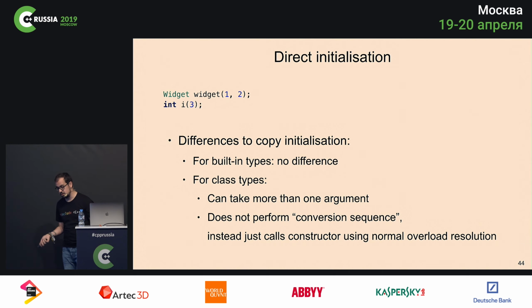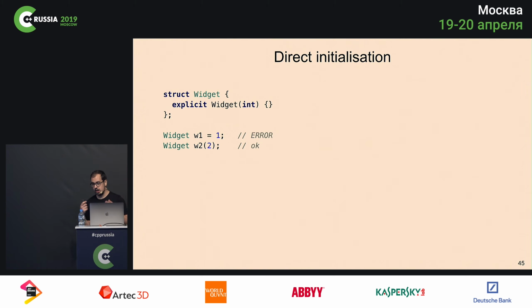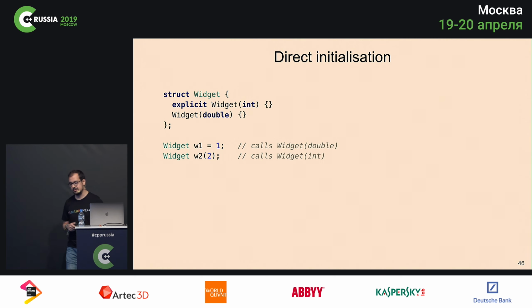It uses overload resolution and the rules for that, just for constructors, which means if we again have this example, we have a constructor which is not a converting constructor, but an explicit constructor. Copy initialization will not work. Direct initialization is fine. More interesting example, actually, if you have this double constructor again, copy initialization will call the first constructor, and direct initialization will call the second constructor. So just by changing the syntax, and most people would expect that's the same if they don't know about the rules, they actually will end up calling different constructors. So it's important to be aware of this.